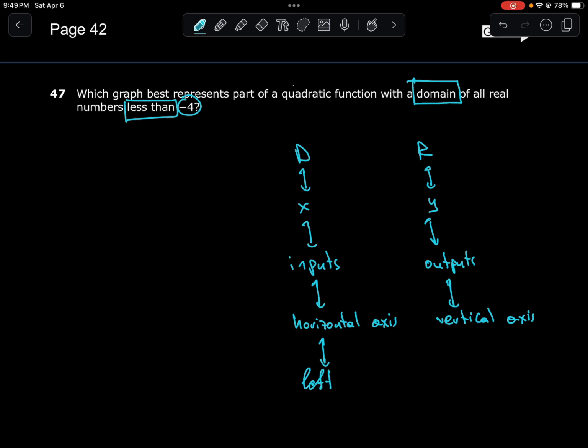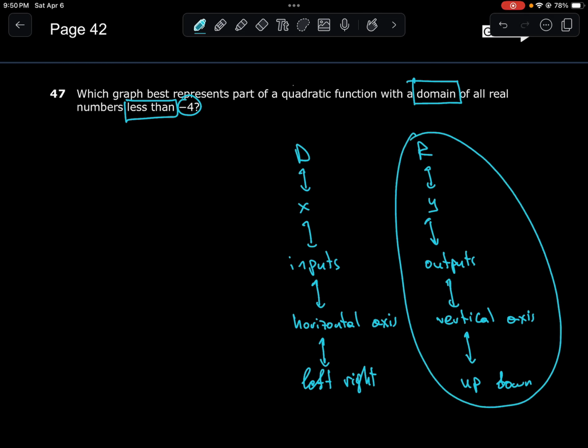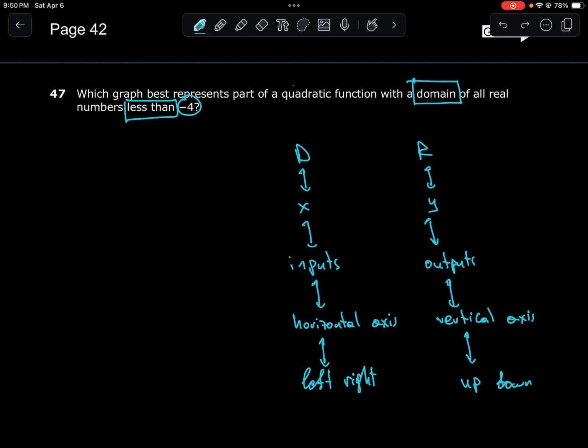What does horizontal mean? Left, right. What does vertical mean? Up, down. Now if you remember how those are related, notice that all the initials on the left are before the corresponding initials on the right in the alphabet. So D is before R, X is before Y, I is before O, H is before V, L is before U. So that's a way to remember.